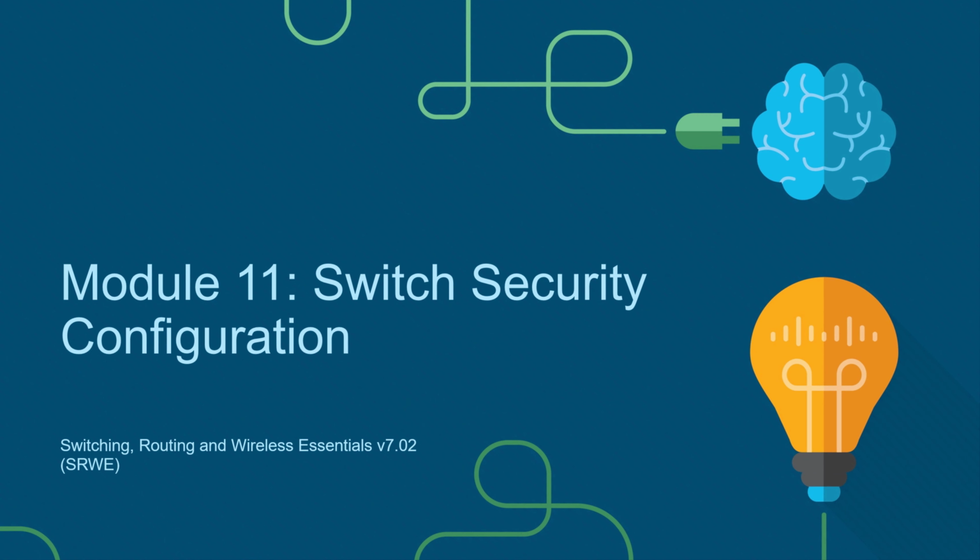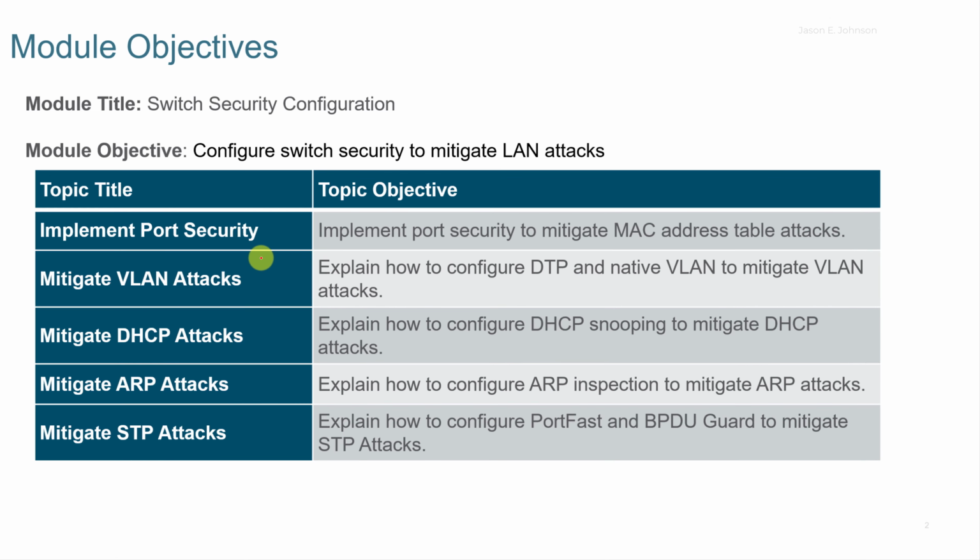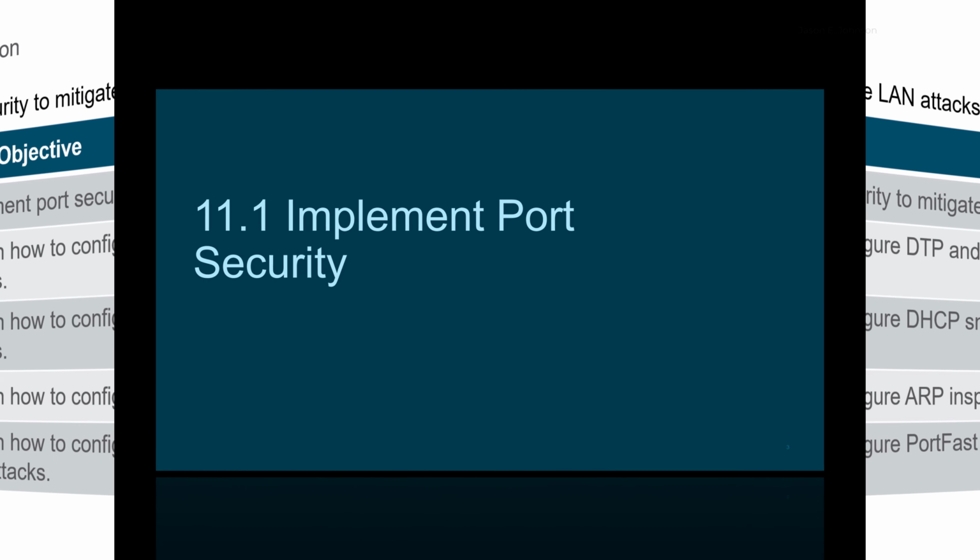This video series is to accompany the Cisco Netacad Switching, Routing, and Wireless Essentials course. This video covers Module 11, Switch Security Configuration. In this video, we're going to look at the following 5 objectives: implementing port security, mitigating VLAN attacks, DHCP attacks, ARP attacks, and STP attacks.